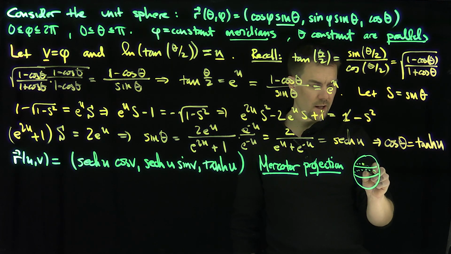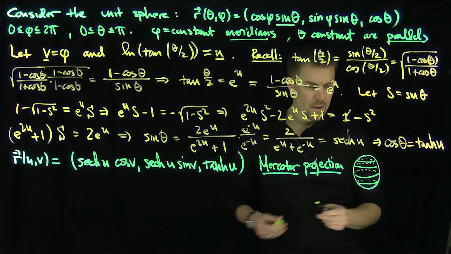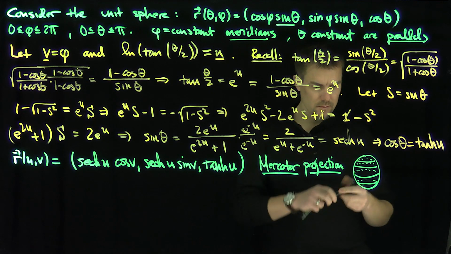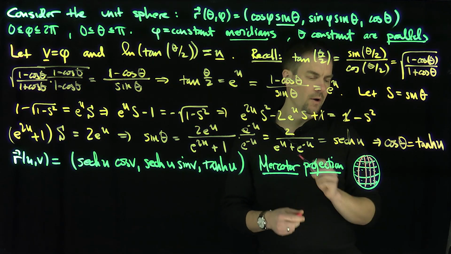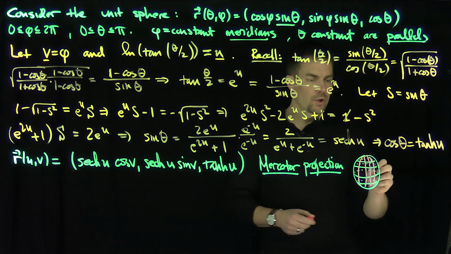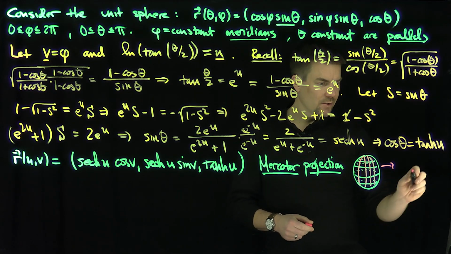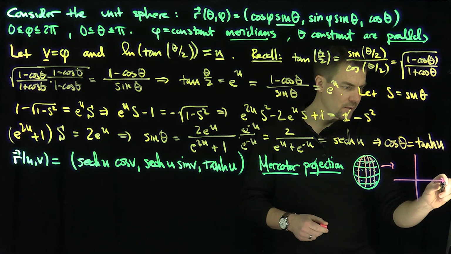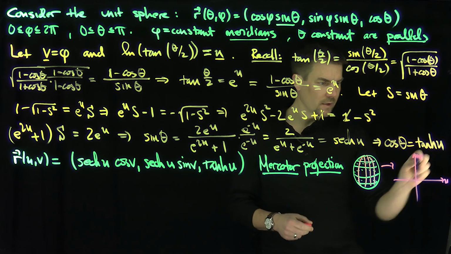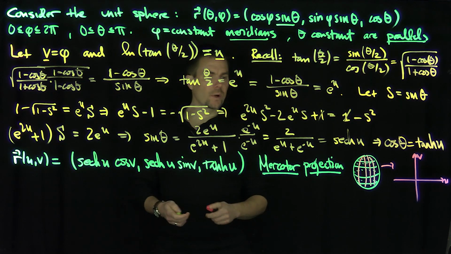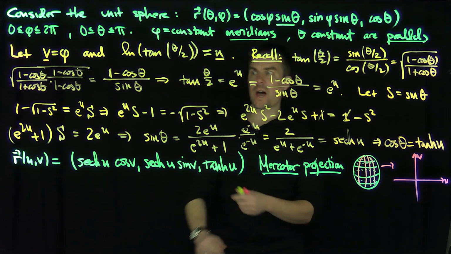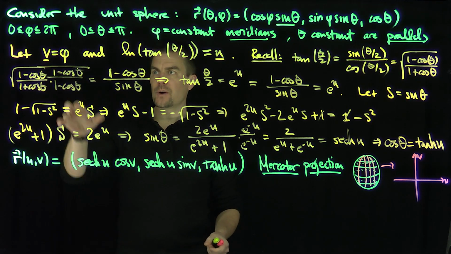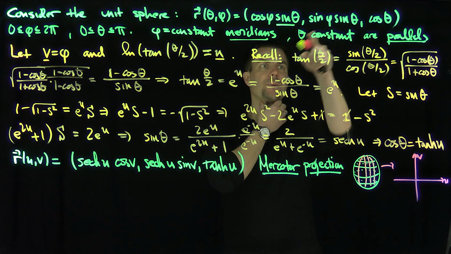There are my parallels like that, and then meridians like that. So there are my parallels and there are my meridians like so. And so what we're doing is we're reparameterizing it. And so now we're in the UV space. So here's U and then here's V like that. So let's see what happens when V is equal to a constant. When V is equal to a constant, that corresponds to phi equal to a constant.